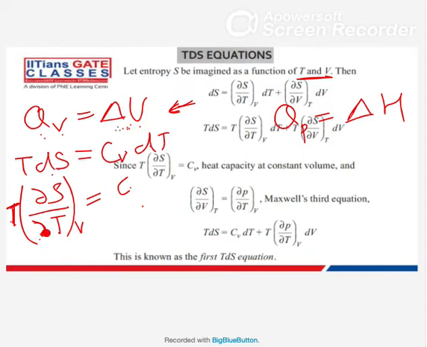So T ∂S/∂T at constant volume can be written as Cv, which is the heat capacity, not the specific heat. M multiplied by small cv, which is the specific heat at constant volume, gives capital Cv, the heat capacity. That only we have written here. Is this clear, this particular thing? Because this is important. You should understand this.